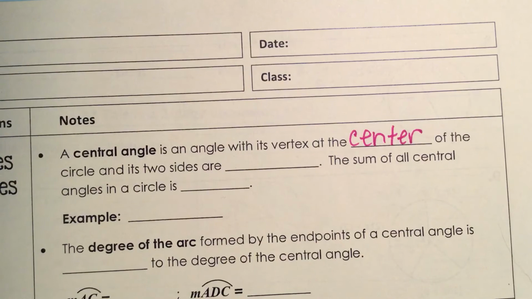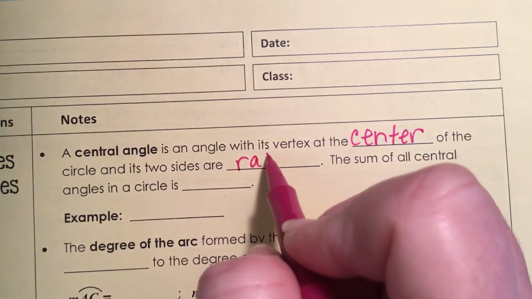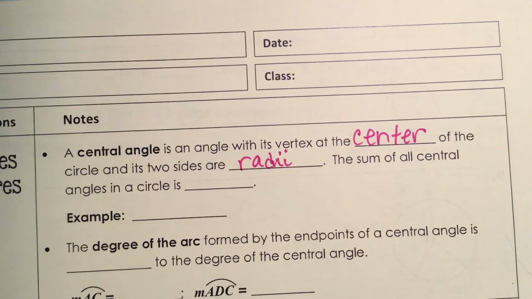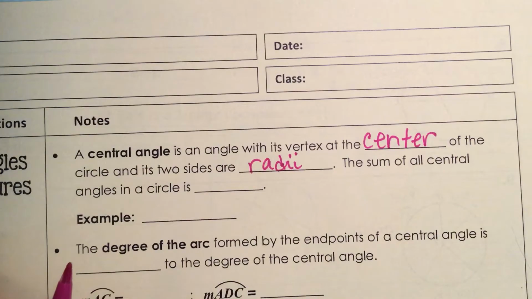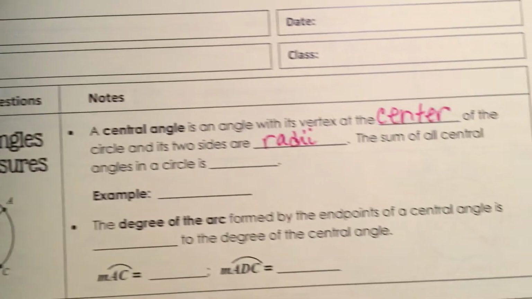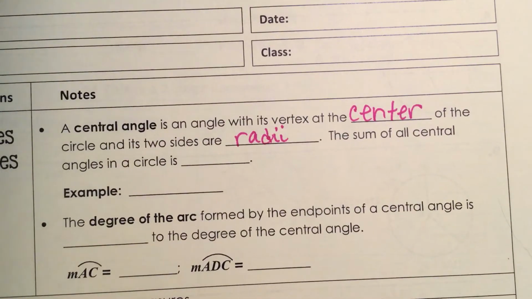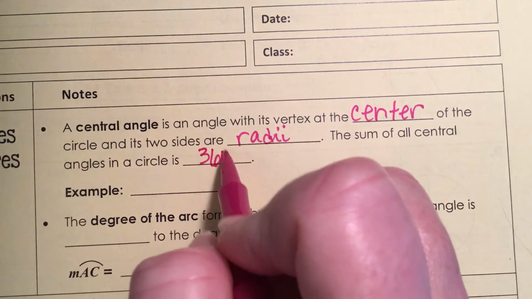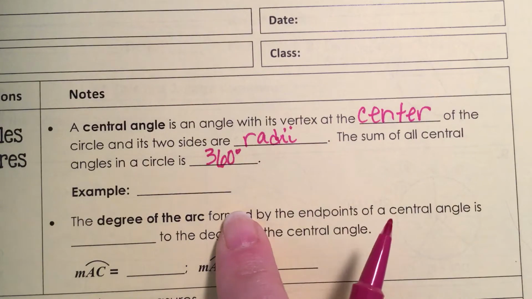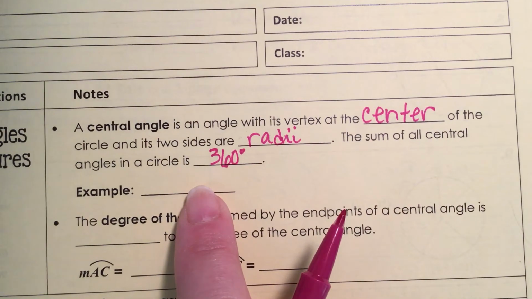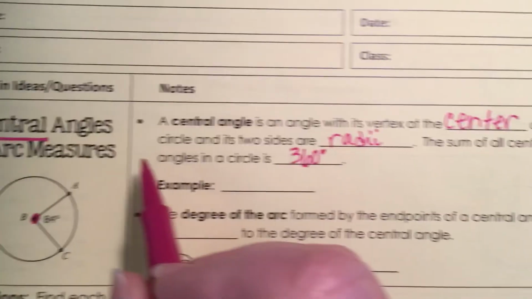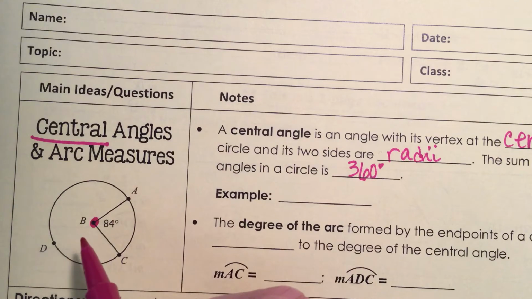of the circle, and the two sides are radii, which is plural for radius. It's got R-A-D-I-I. So we have our center right here. These are both radii. The sum of all the central angles in the circle is 360 degrees. So if you think about it, if you go all the way around the circle, you're going to turn 360, and you turn all the way around, that's what we're talking about. So all the way around this circle right here is 360 degrees.